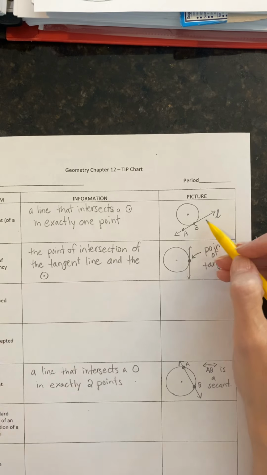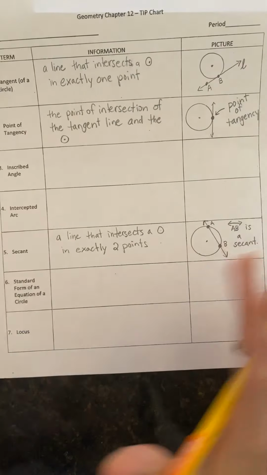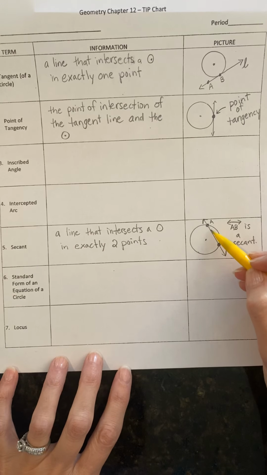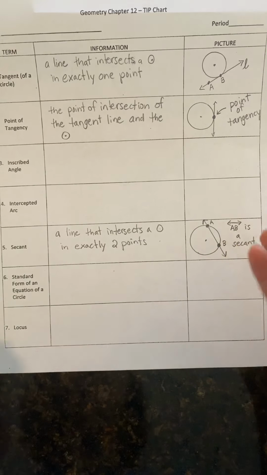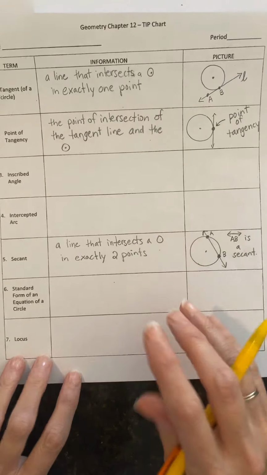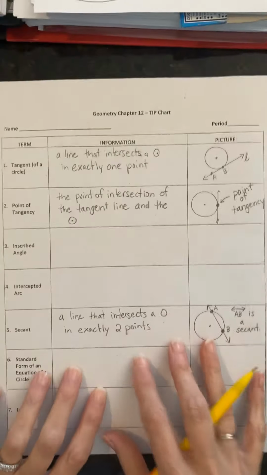It's important when you name a tangent also. Symbols are important in geometry anyway, so that you know what you're talking about, but especially when you could use those same 2 letters to name other things. Okay, that is very likely all we're gonna do on the chapter 12 tip chart.